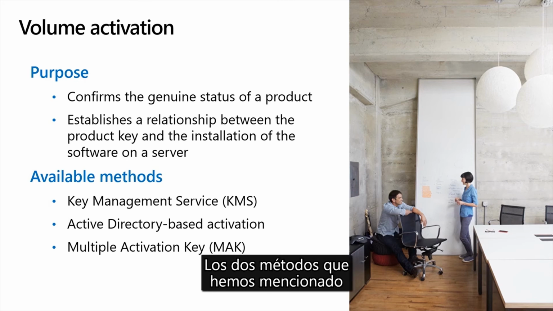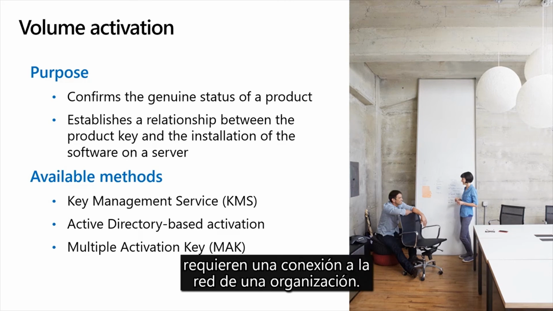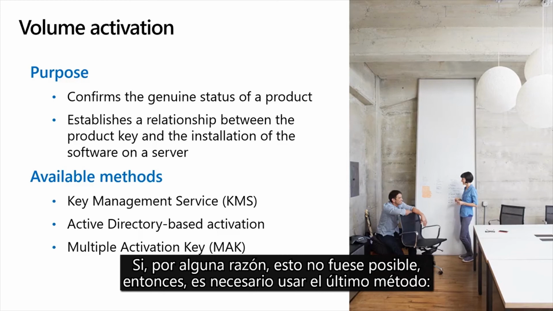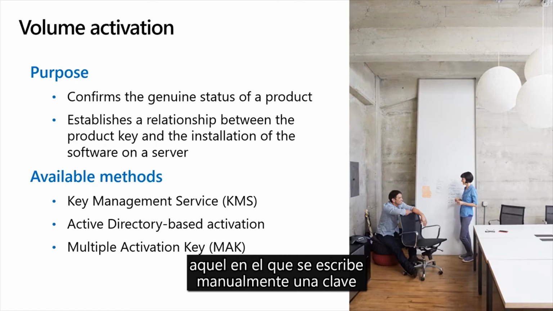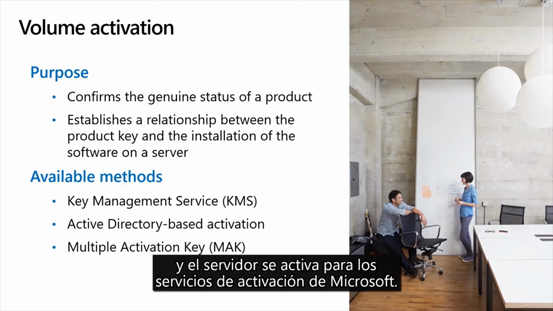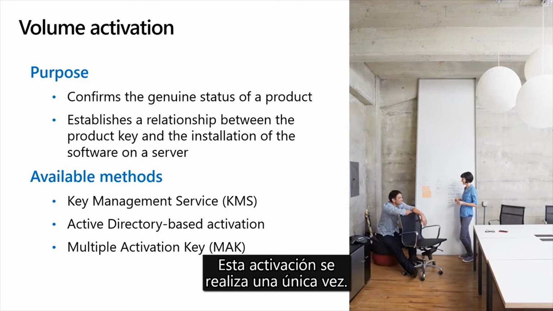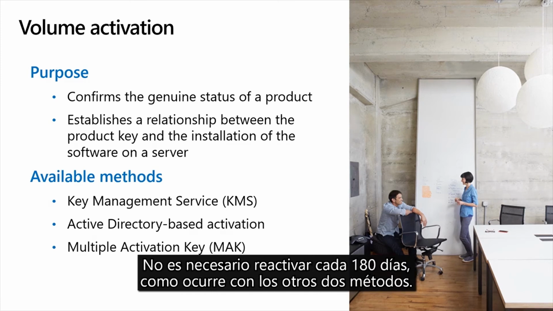Both of these methods we've talked about here require a connection to an organization's network, and if for some reason that's not possible, then the last method is required, where a key is manually typed in and the server is activated against Microsoft's activation services. This is a one-time activation, so there's no need to reactivate every 180 days as with the previous two methods.